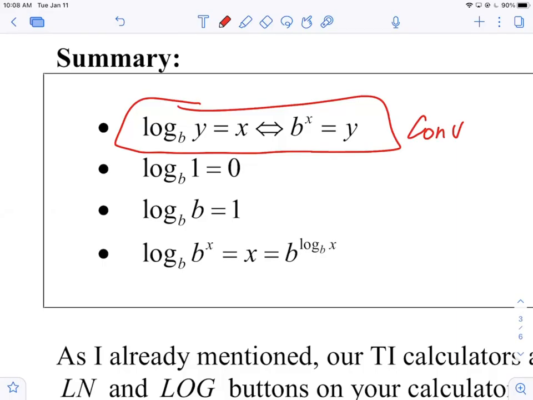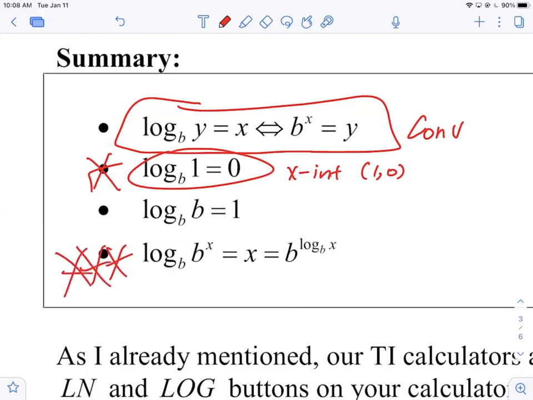Okay. And then this is one of the first most important ones, log base b of 1. That means that there's an x-intercept at the point 1, 0. Log base b of b is 1. That's okay. But then the most important one is this right here. That reflects the inverse nature of exponential and log of the same base. You can compose them in any order. It doesn't matter. All right. Conversion.